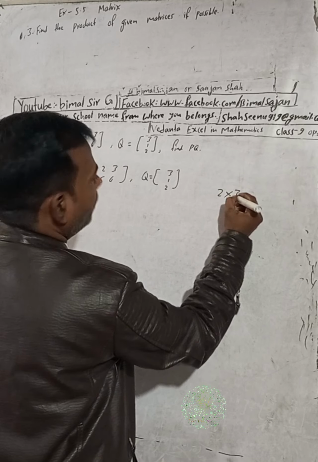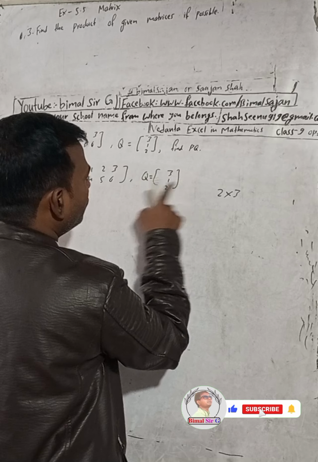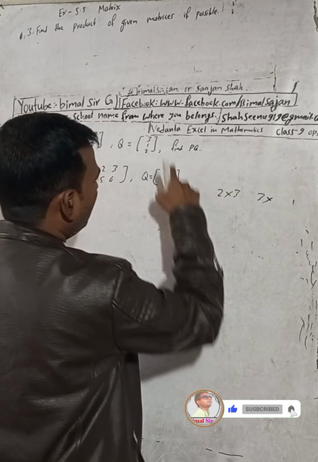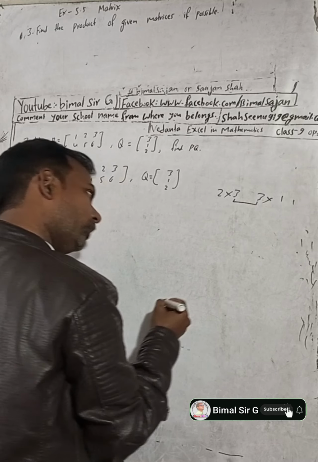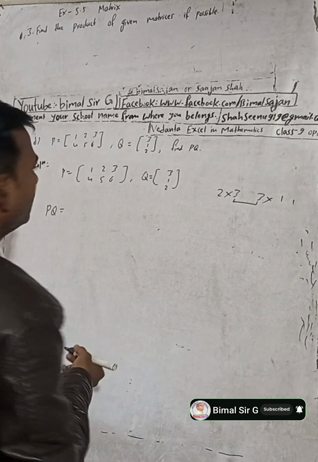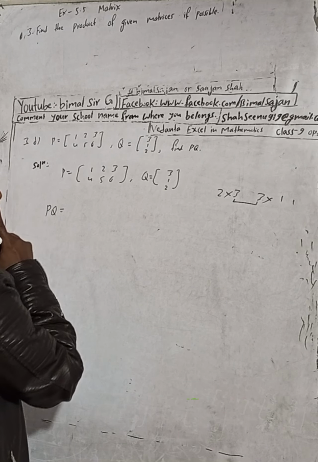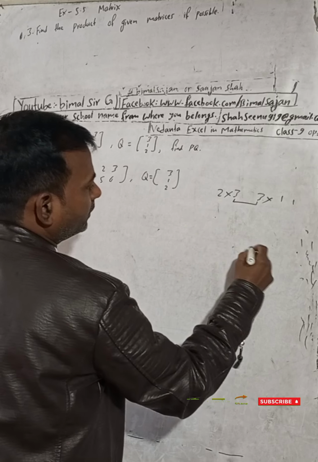In the same way, in Q, how many rows are there? 1 row, 2 rows, 3 rows, so 3 rows and a single column. So we can see that these are equal, that's why the product is possible. So let's solve this, and the result will be a 2 into 1 matrix.